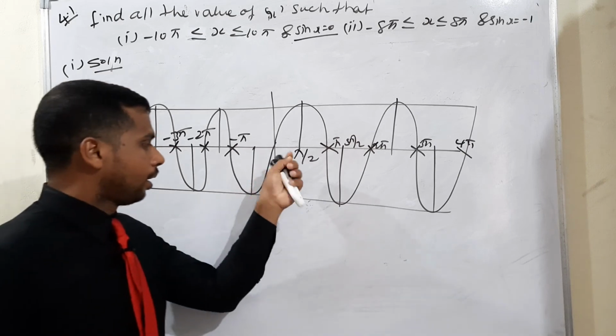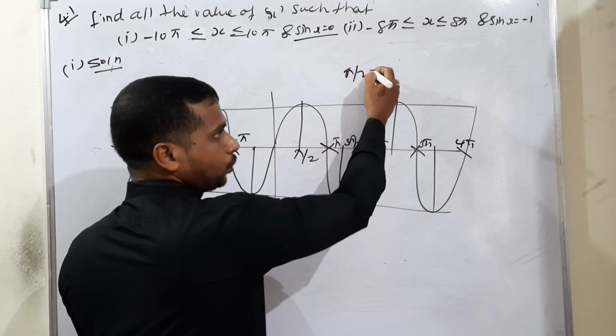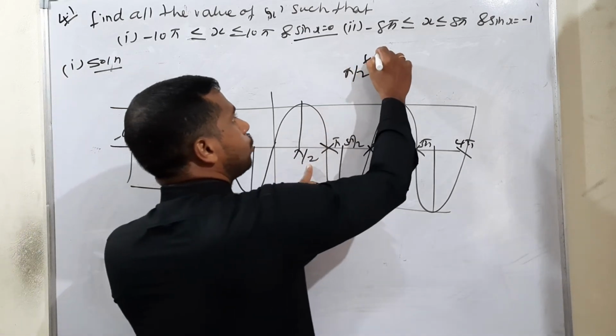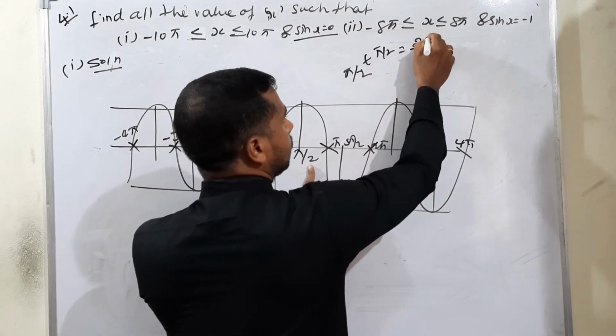So each and every distance moves on by pi by 2, isn't it? Starting with pi by 2, pi by 2 plus pi by 2, look at the common denominator 2, means pi plus pi is equal to 2 pi.